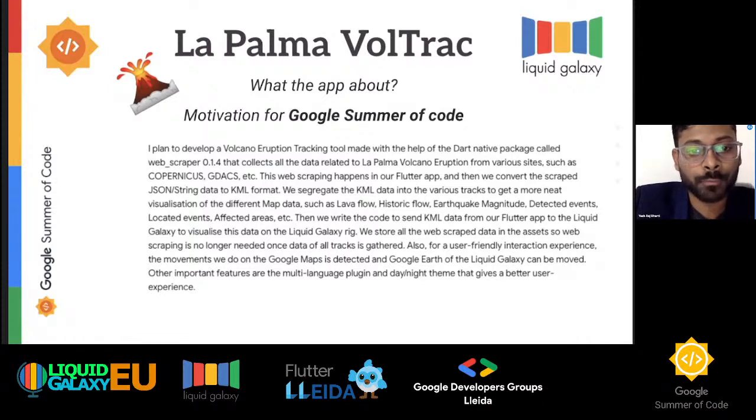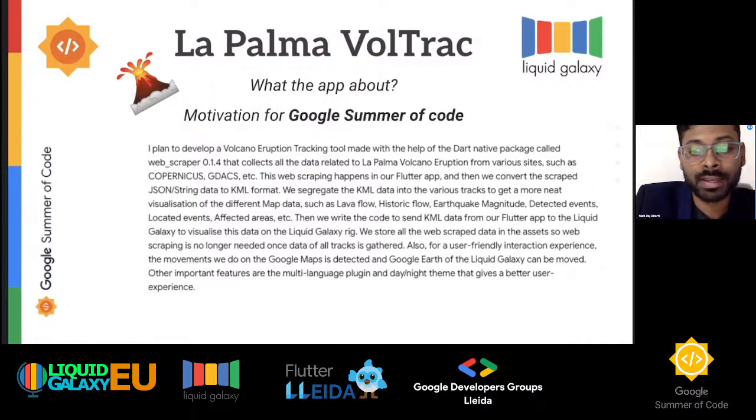So this is my Google Summer of Code description, the one that I had to submit with my Google Docs proposal. So this is what I came up with. I came up with a very neat solution of differentiating various visualizations based on something called tracks. So there would be tracks about the lava flow, the historic flow, the earthquake magnitude, and the events that were detected. And as you know, when a volcanic event happens, there are several thousand earthquakes across the area in which the lava is going to flow. So this is a visualization of not just the lava, but also all of the other visualizations that take place.